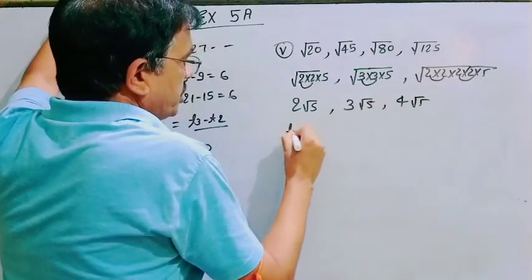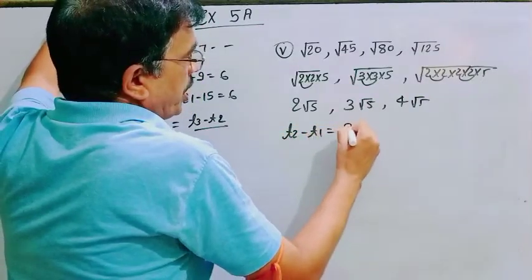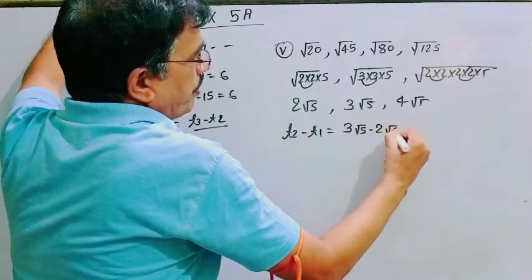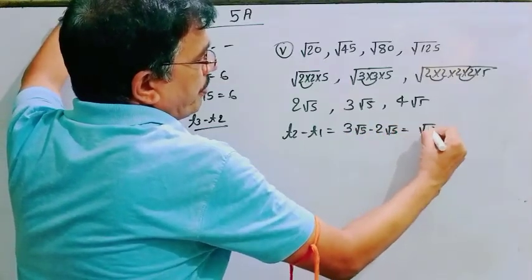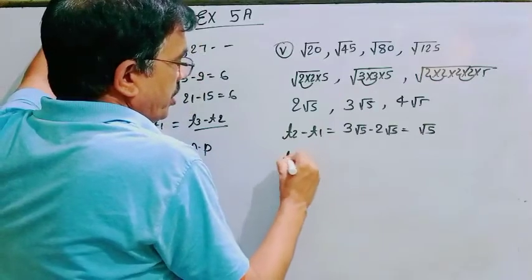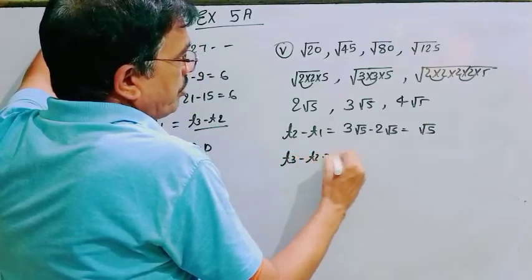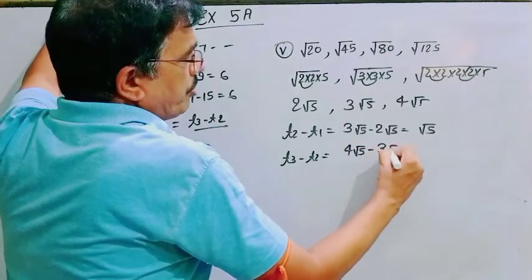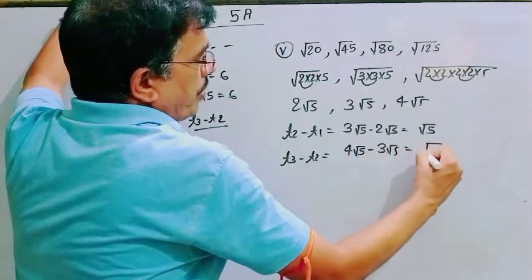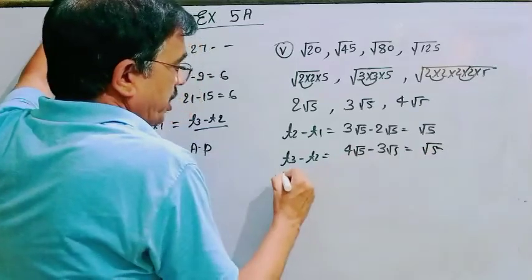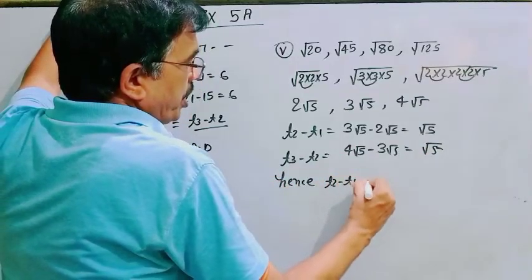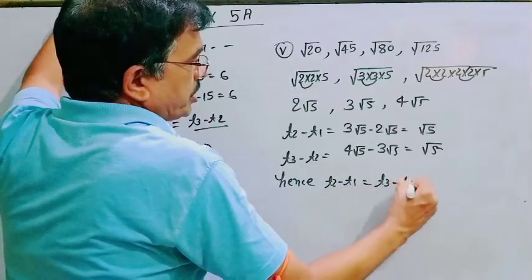Dear student, what is T2 minus T1? That is 3 root 5 minus 2 root 5, that is root 5. Similarly, T3 minus T2 is 4 root 5 minus 3 root 5, that is root 5. Hence we can say that T2 minus T1 is equal to T3 minus T2.